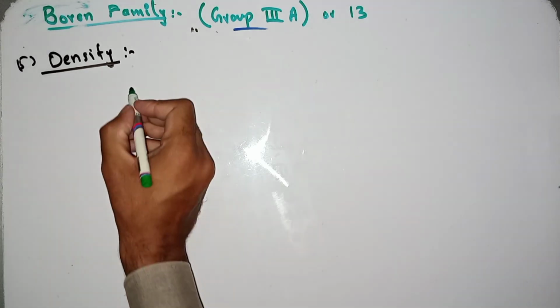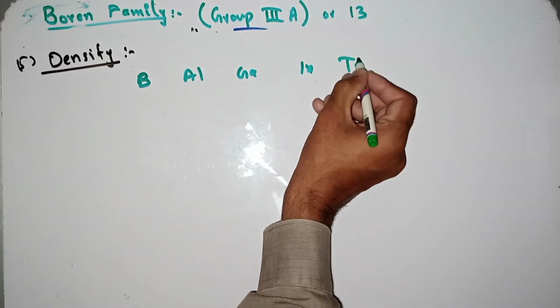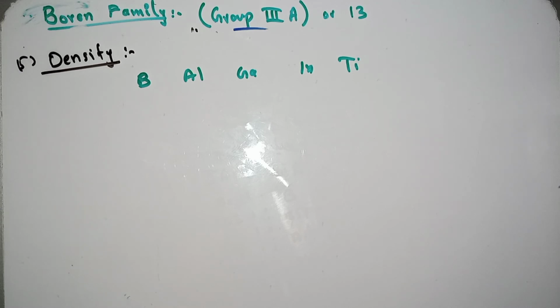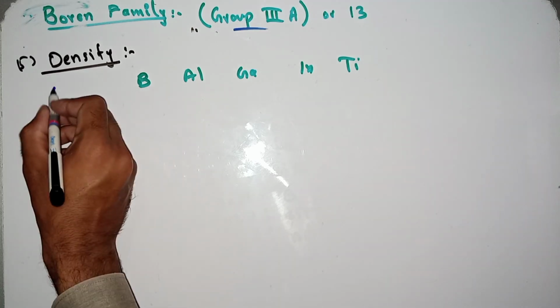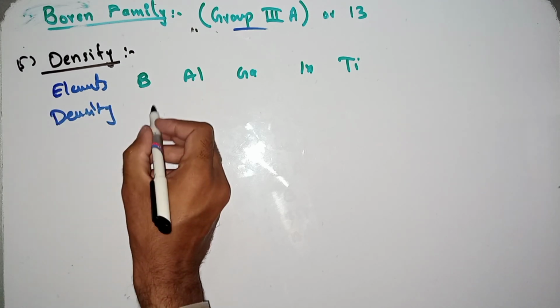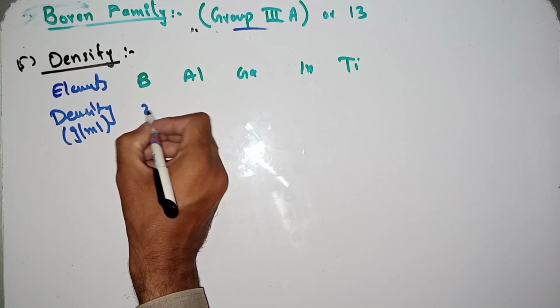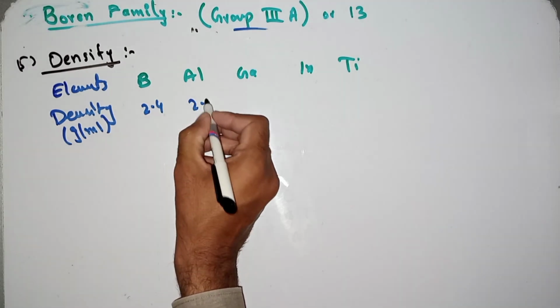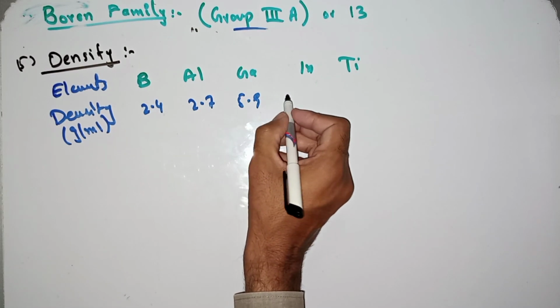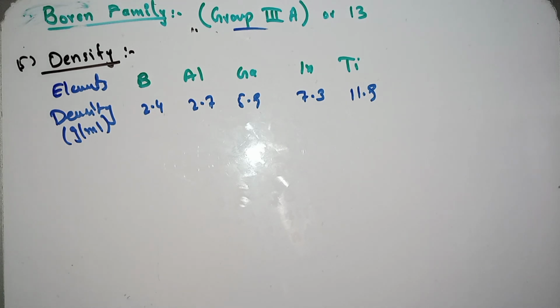Here are boron, aluminium, gallium, indium, thallium, that is the 13th group, or group 3A, and their density in gram per ml. The density of boron is 2.4, while aluminium has 2.7, gallium has 5.9, indium has 7.3, and thallium has 11.9. This means the density increases from boron to thallium.